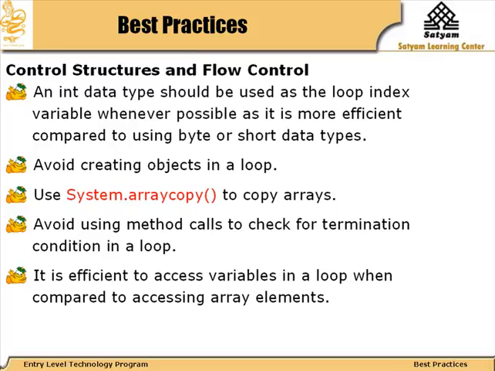It is efficient to access variables in a loop compared to accessing array elements. This is because an array always needs to compute the element's address before accessing the element value. The array uses the formula: initial address of the array plus the size of the type of the array times the element position, to compute the element position.